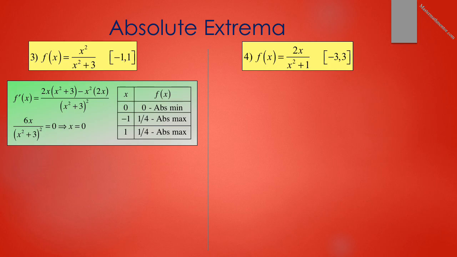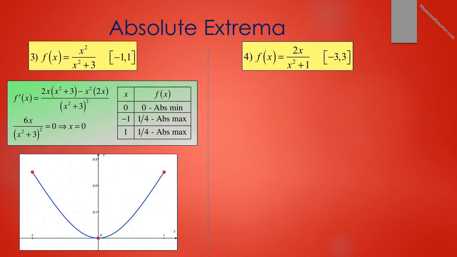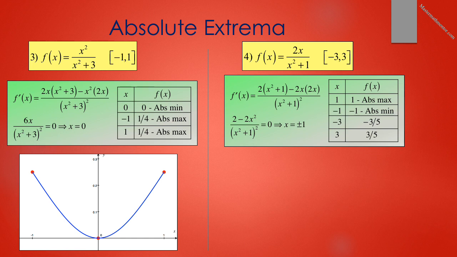When x is equal to 0, y is equal to 0. When x is equal to both -1 and 1, f of those values is equal to 1/4. So there is an absolute maximum at x is equal to both -1 and 1, and the absolute minimum is at x is equal to 0. The graphic confirmation shows that there can be multiple locations where an absolute max or an absolute min occurs. 4 reads f of x equals 2x over x squared plus 1 on the interval -3 to 3.